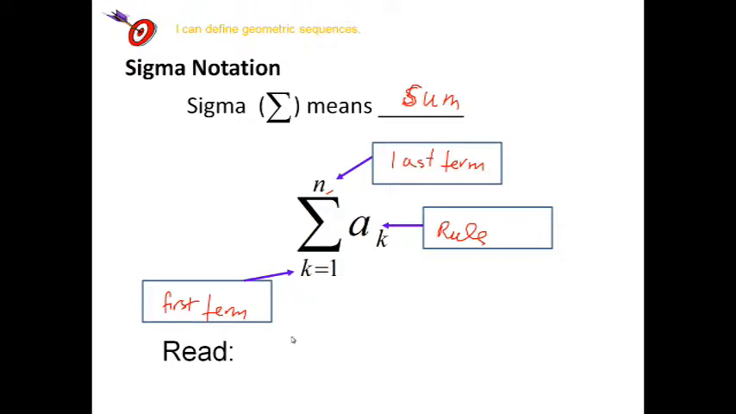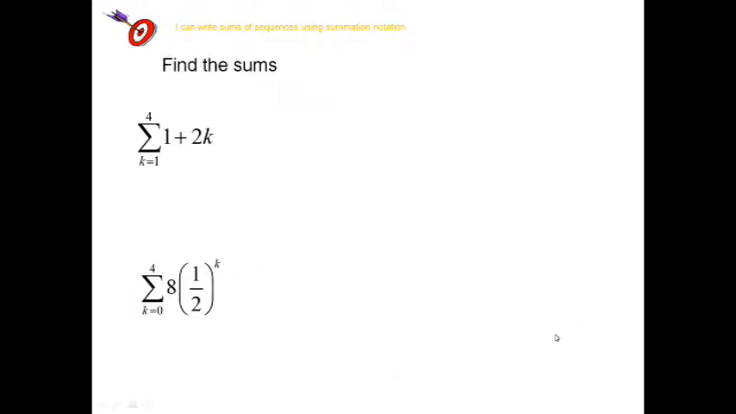So the way we read this is, see if I can write this down here, the sum of a sub k from k equals 1 to k equals n. So the sum of a sub k from k equals 1 to k equals n. I'm sorry it looks so bad. So let's find the sums.